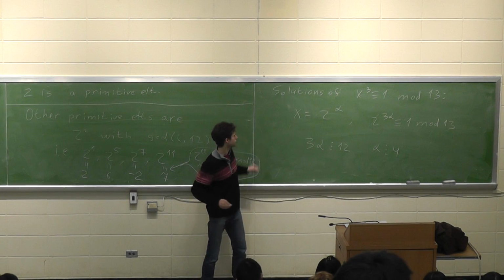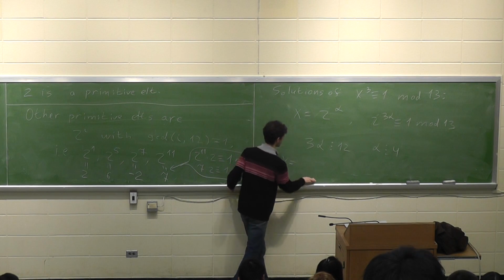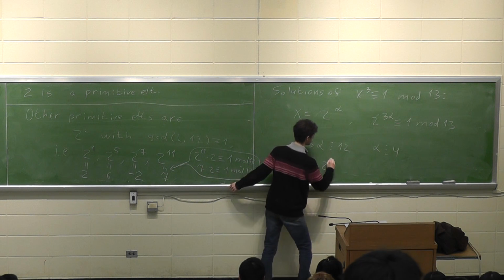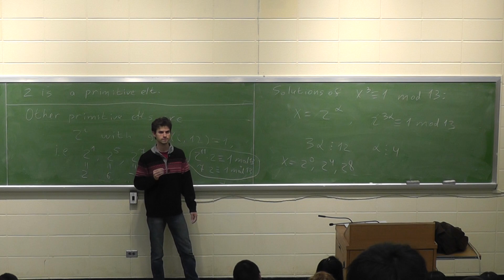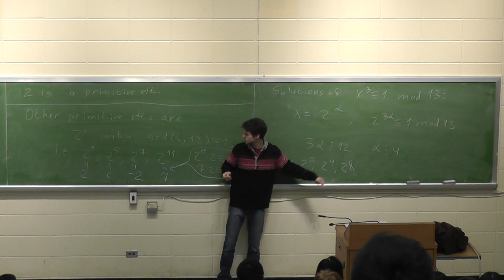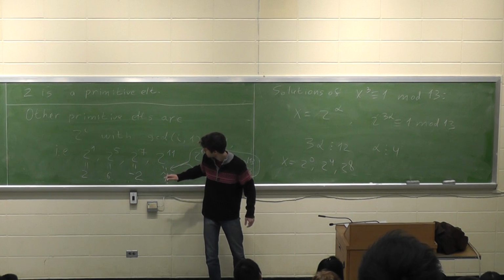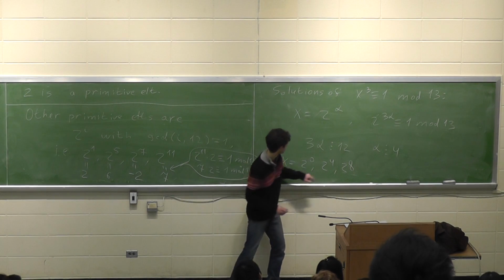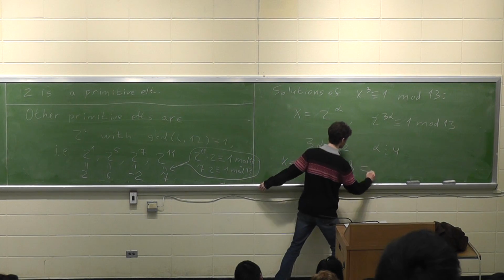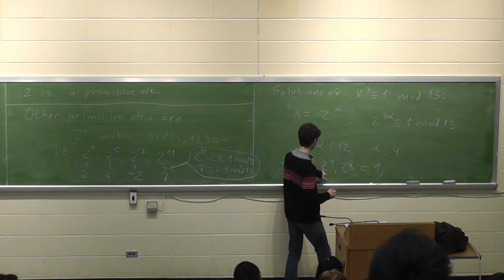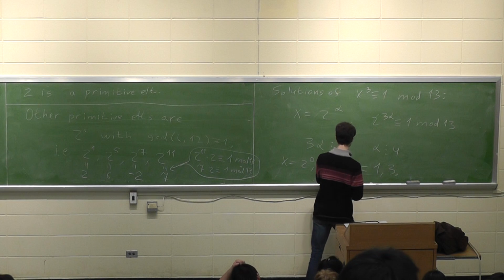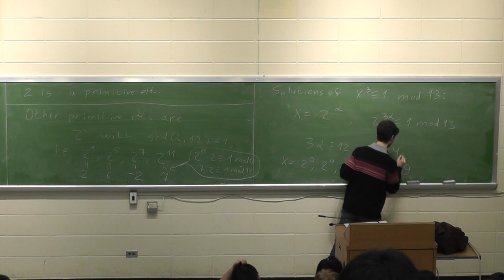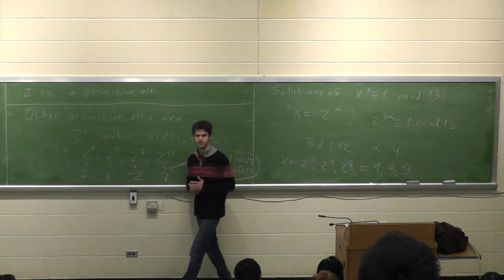So here are all the solutions. x is 2 to the power 0, 2 to the power 4, 2 to the power 8. That's it. Well, we can actually compute those. 2 to the power 0 is 1. 2 to the power 4 is 16, so it's 3. And 2 to the power 8 is 9. Here are all the solutions.